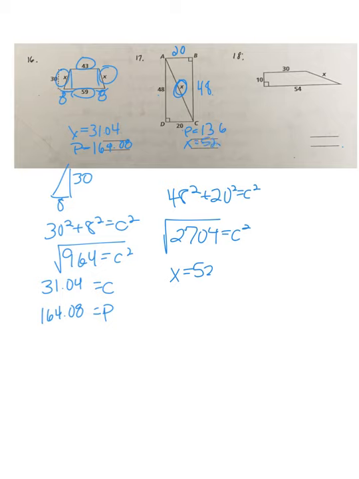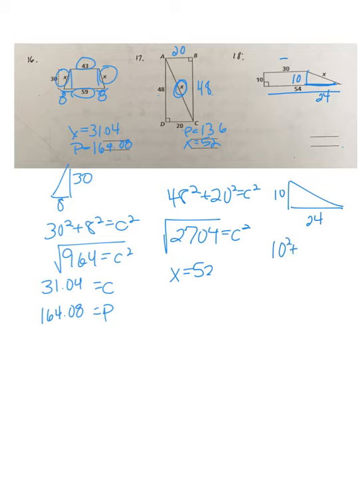Last one. Okay, this last one here, we have this pretty little triangle over here. We don't know what this is. We can bring that 10 over. 54 is the total length of the bottom. 30 is the total length of the top, which means that this section here is 54 minus 30, which is 24. So we've got a triangle with 24 here and 10 here.